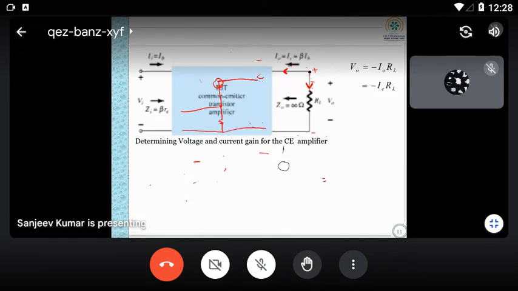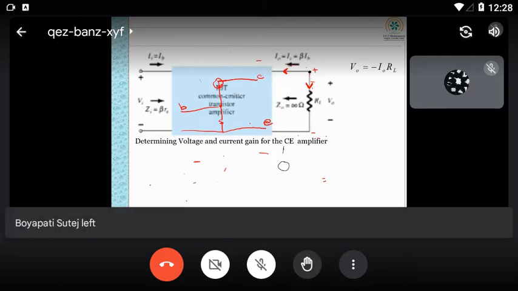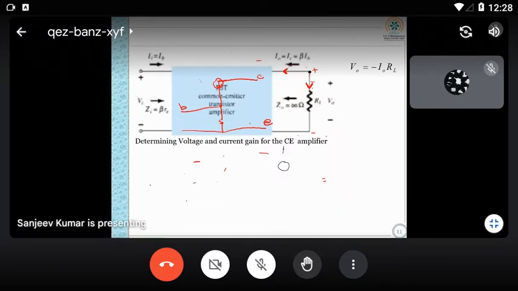So VCE, sorry, small letters, we have to take C and B. So this is inside this. Now you can see here we have calculated input impedance beta RE and output impedance is infinite. Now input current II is equal to IB, and here you can see IC is coming to this one. Now in this circuit, if I'm calculating voltage gain, you have to take a load resistor. So the load resistor is connected here.